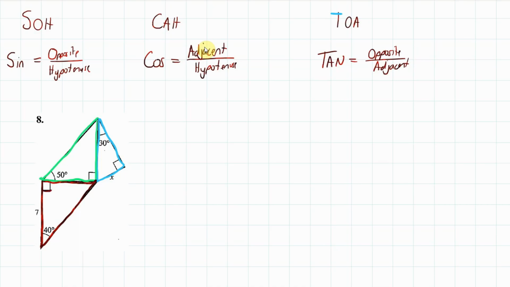We've got two pieces of information. We've got the angle and the side. So remember what I told you, you want to start with the one where you've got two pieces of information. So let's start with that one.